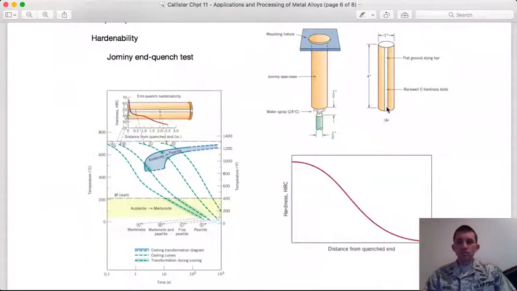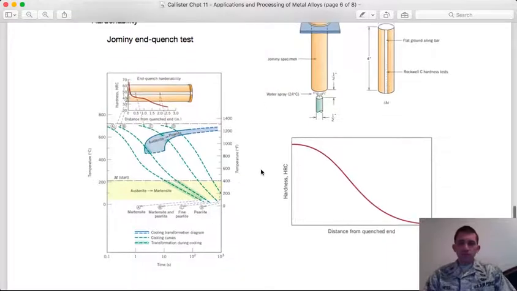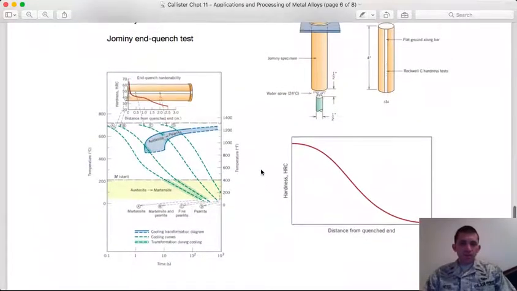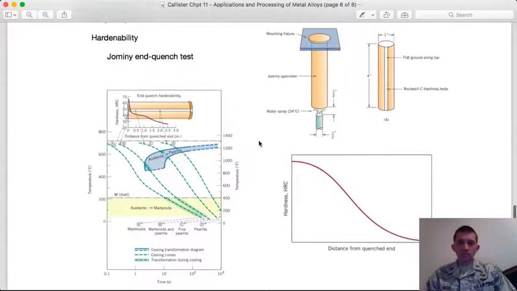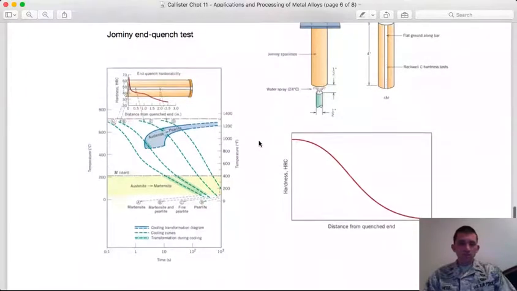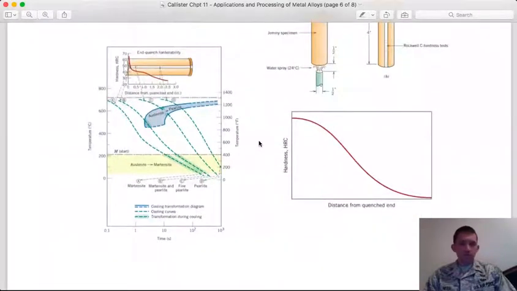Every so often, moving down from the end, you do an indentation and measure the hardness. You have Rockwell C or Brinell or whatever your hardness tester is, which enables you to determine the hardness, because obviously you can't make a tensile specimen from every little point on here to measure what the tensile strength is. So hardness is your surrogate measurement for strength.